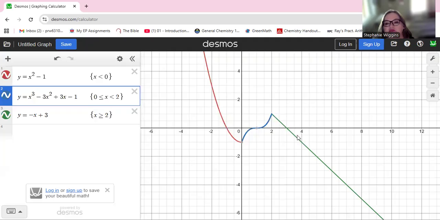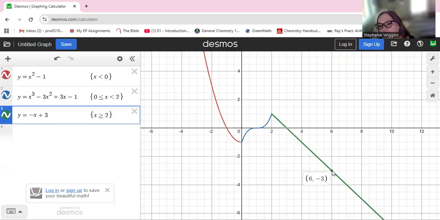Moving on, if we want to evaluate the function at 6, then we're going to look at these intervals and see that 6 is greater than or equal to 2. So we're going to plug in 6 here, and it's going to be y equals -6 plus 3, so it's -3. And you can see at 6, the output for 6 is -3. Okay, so that's how we evaluate piecewise-defined functions.